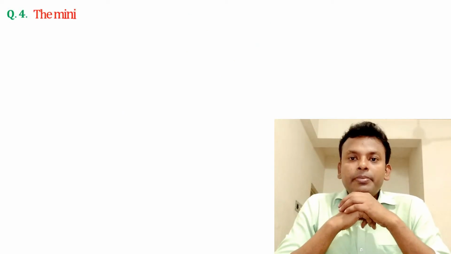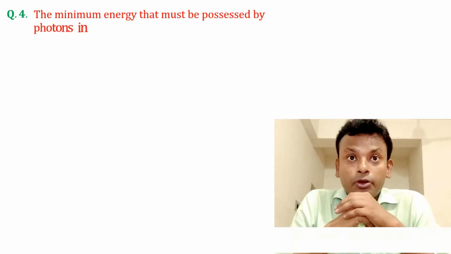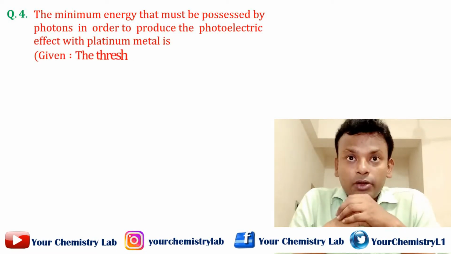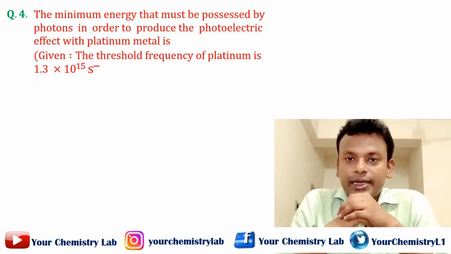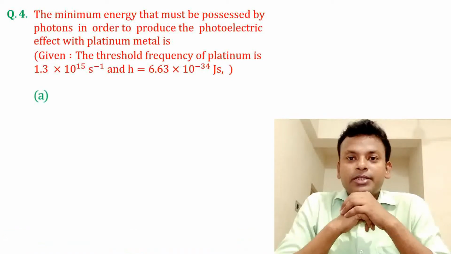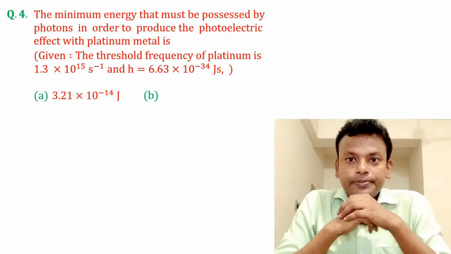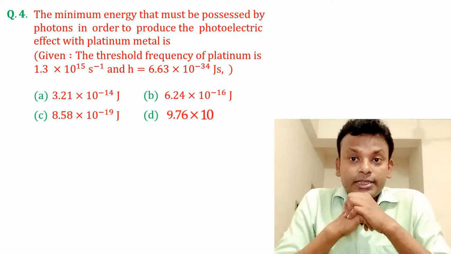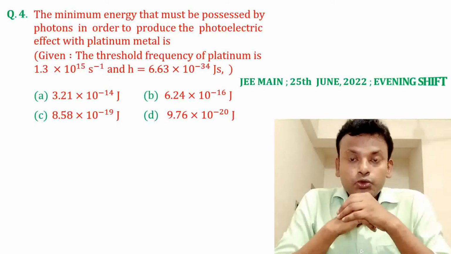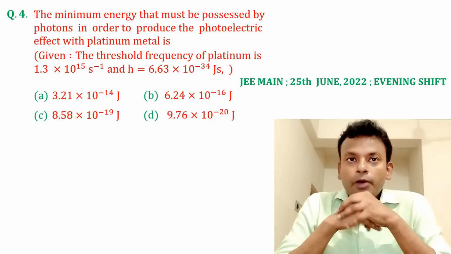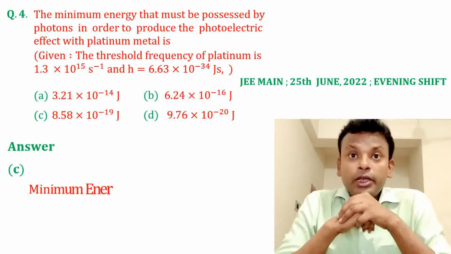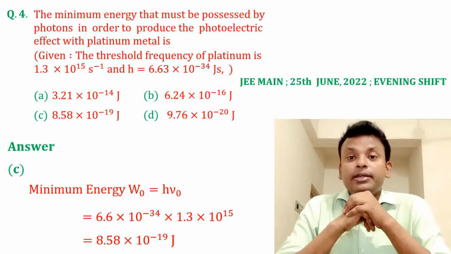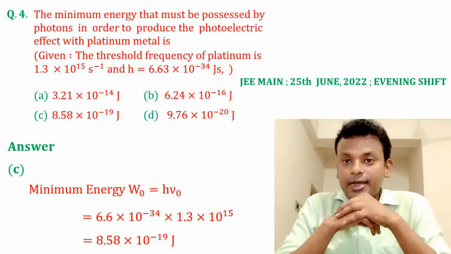Question number 4. The minimum energy that must be possessed by photons in order to produce the photoelectric effect with platinum metal is given. The threshold frequency of platinum is 0.3 into 10 to the power 15 per second and h equals 6.63 into 10 to the power minus 34 joule second. Option A, option B, option C, and option D. This question was set in JEE Main 25th June 2022 evening shift. Answer: option C is correct, that is minimum energy W0 equals h nu 0. Putting all values, the calculated value is 8.58 into 10 to the power minus 19 joule. So option C is the correct answer.